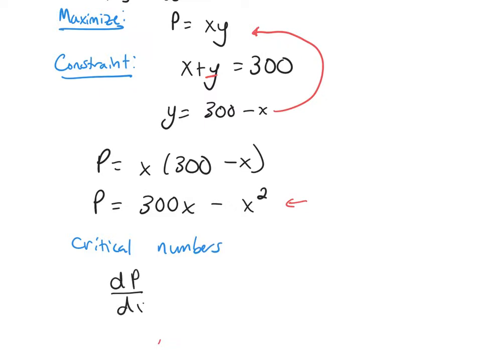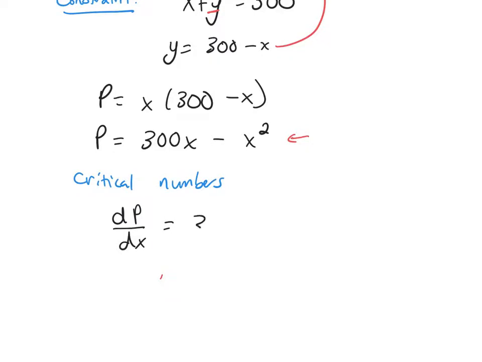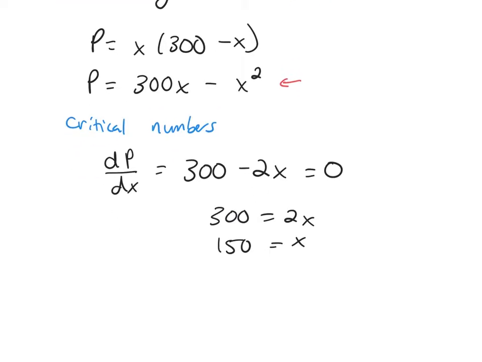dP/dx. Take the derivative now. You'll get 300 minus 2x. That's always defined. So to find my critical numbers, I just need to set that equal to 0. So we get x equals 150.